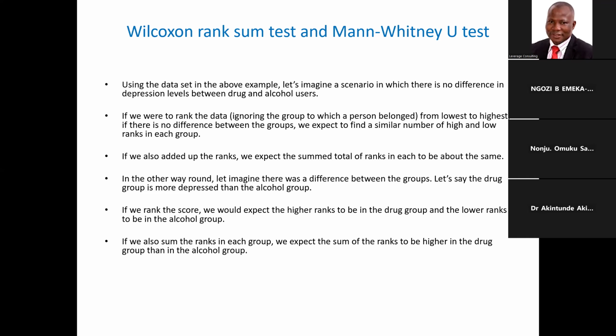The other way around, let's imagine there was a difference. If there's a difference between groups, let's say the drug group is more depressed than the alcohol group, that is, the score is higher. If we rank the scores, we will expect the higher ranks to be in the drug group and the lower ranks to be more in the alcohol group if drug is more depressed. If we also sum the ranks in each group, we expect the sum of the ranks to be higher in the drug group than the alcohol group.